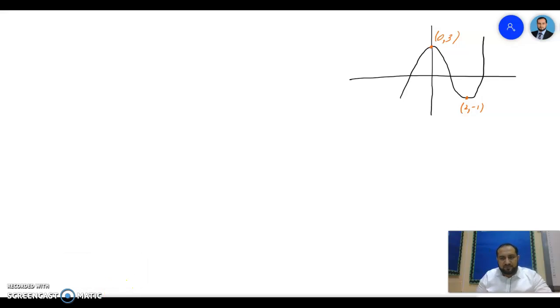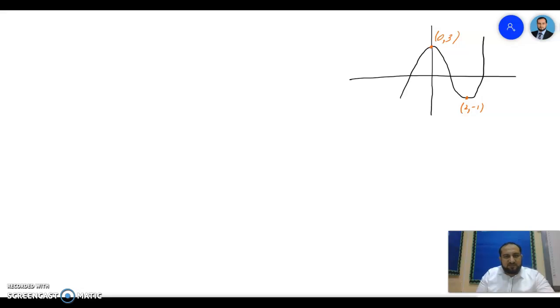In this video, we will look into a few questions for transformations for A levels. And here we have a sketch given to us. In this sketch, we can see the maximum point is given, which is (0, 3), and the minimum point for this curve is (2, -1). So we have to use transformations to sketch further transformations.